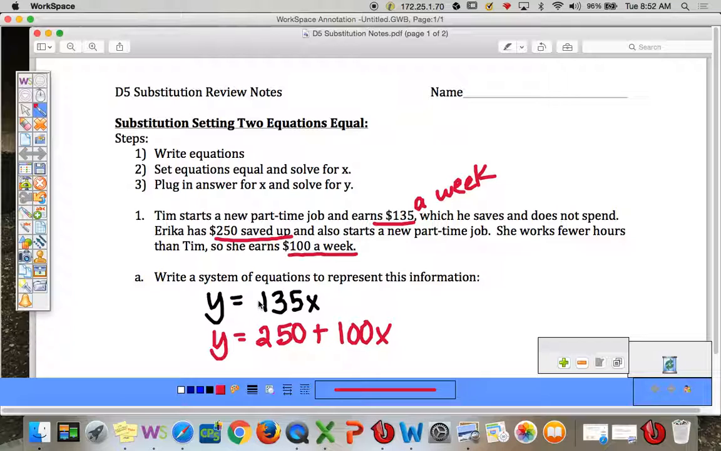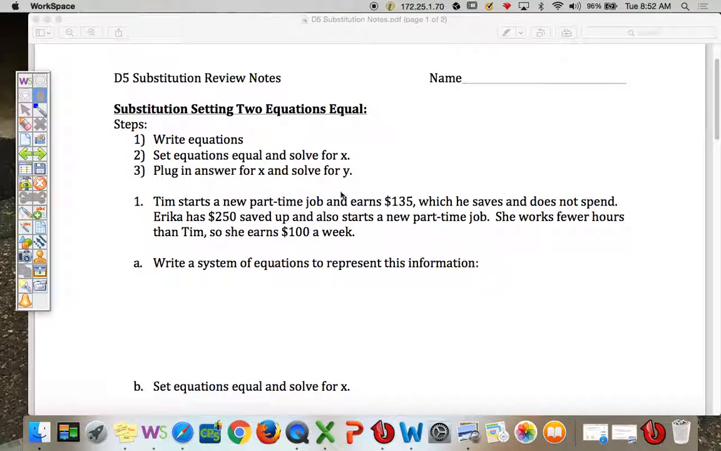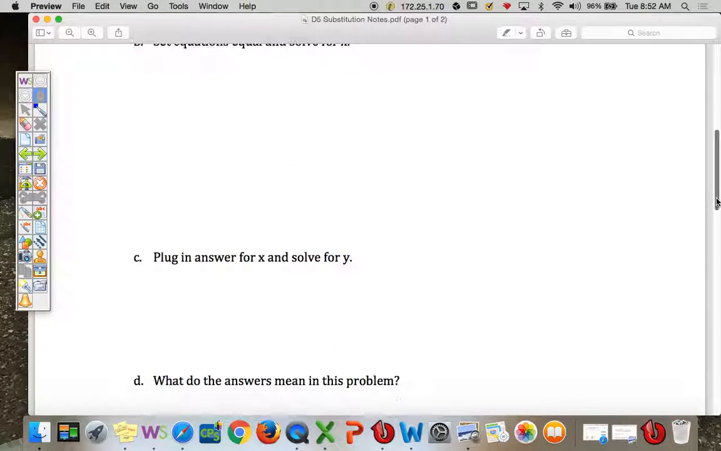So when you have two equations that are both y equals, and you want to figure out when they earn the same amount, you set them equal. Okay, and this is actually substitution. What we're doing is, since they both equal y, we can plug this in for y and solve. So that's what we're going to do. So set equations equal and solve for x.